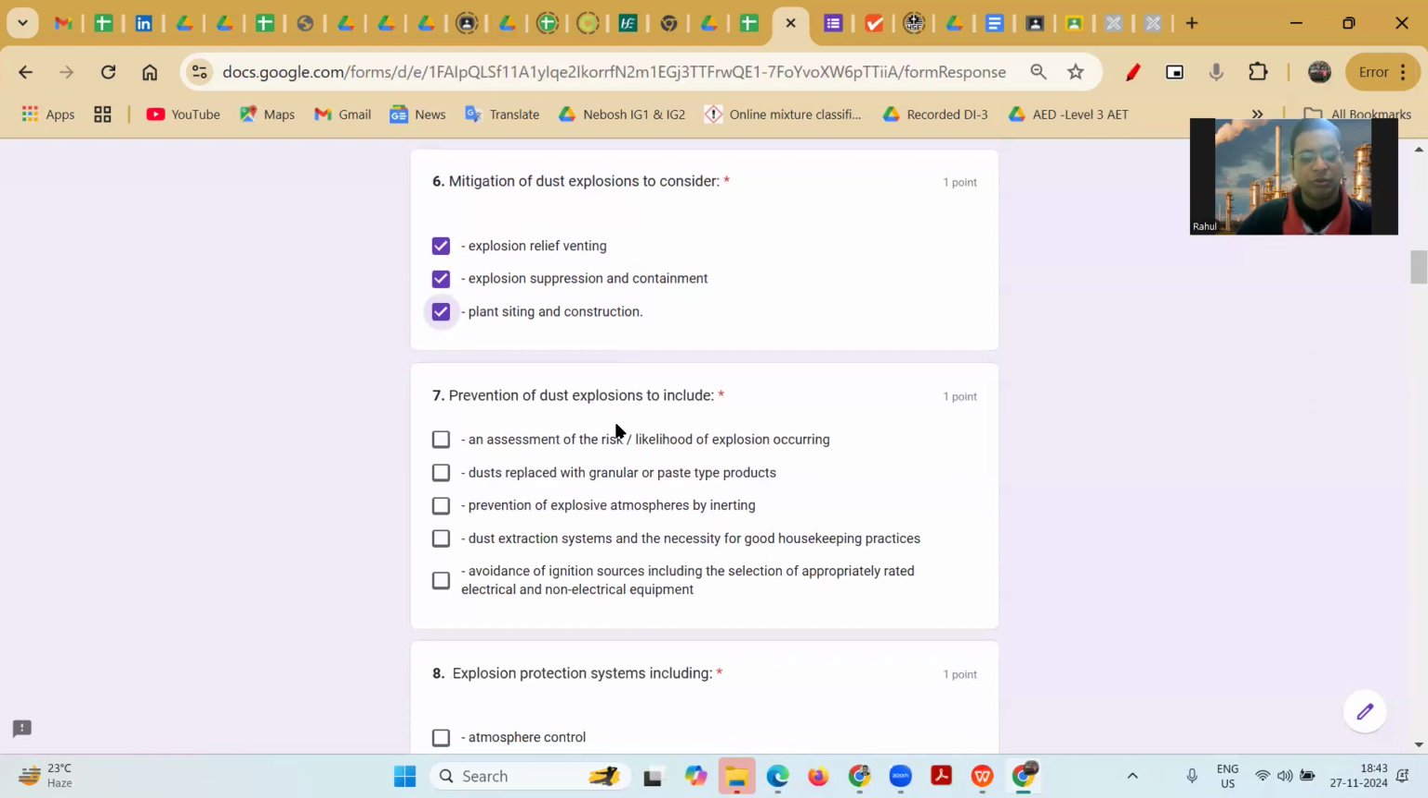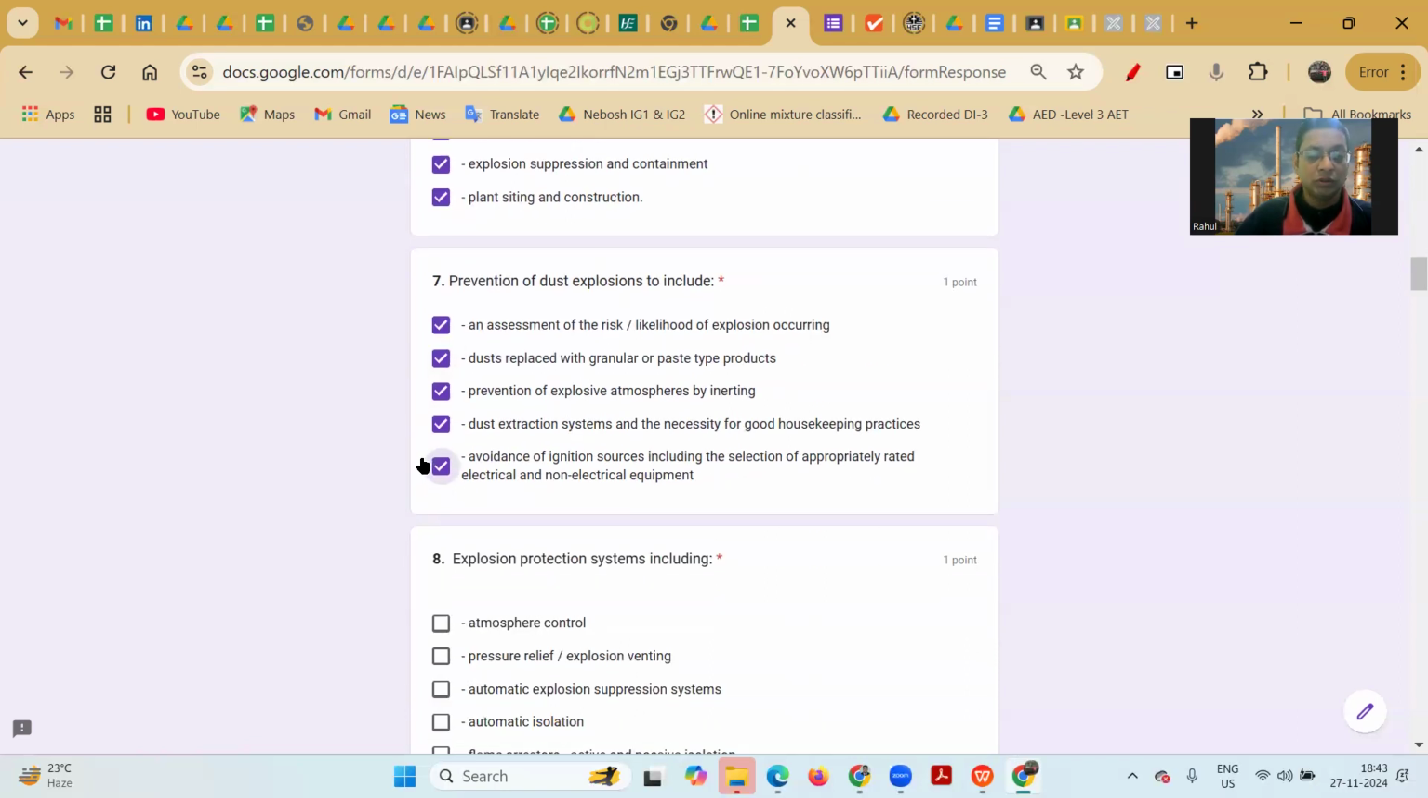Now, prevention of dust explosion to include. So for prevention of dust explosion, we can do an assessment of the risk and likelihood of explosion occurring, dust replaced with granular or paste type products, prevention of explosive atmosphere by inerting, and a dust extraction system, and necessity for good housekeeping practices, and avoidance of ignition sources, including the selection of appropriately rated electrical and non-electrical equipment also will be considered.